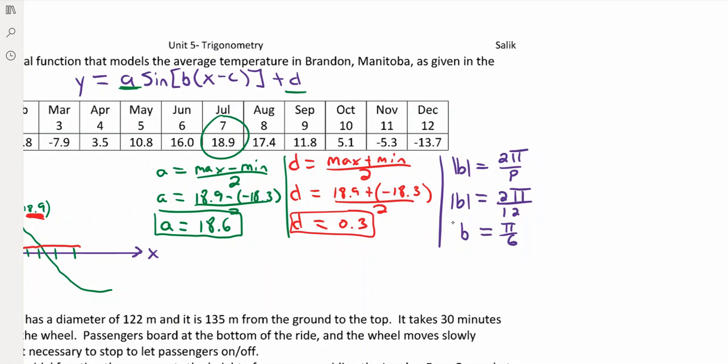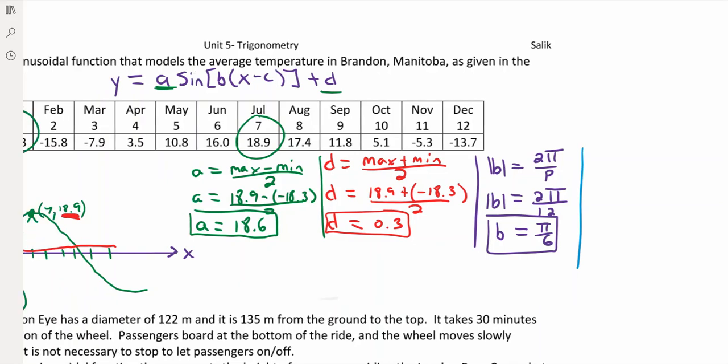Yes, you could have done it in degrees as well. So it would have been 360 over 12 to get your B value. But if you do that, make sure your C value is also in degrees. Typically, we do these in radians whenever we're doing real world problems like this. All right, so we got A, we got D, we got B. The last one to do is to figure out our C value.